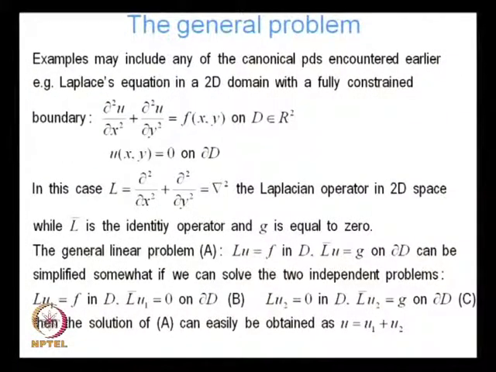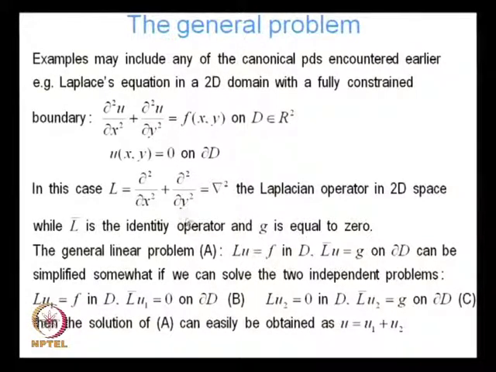So, examples can include any of the canonical partial differential equations we encountered earlier. For example, Laplace's equation in a 2D domain: del squared u by del x squared plus del squared u by del y squared is equal to f of x, y on D, which is a subset of the 2-dimensional Euclidean space, and u is equal to 0 on del D. In this case, L is the Laplacian operator in 2D space, del squared by del x squared plus del squared by del y squared, while L bar is the identity operator, because L bar u is equal to u. So, L bar is the identity operator, and g in this case is equal to 0.